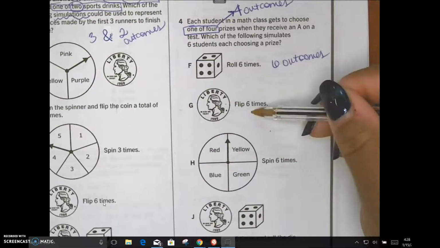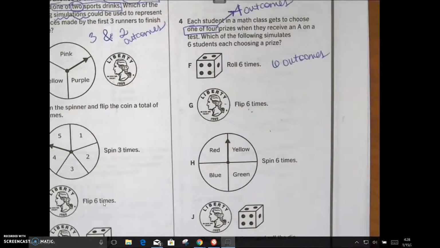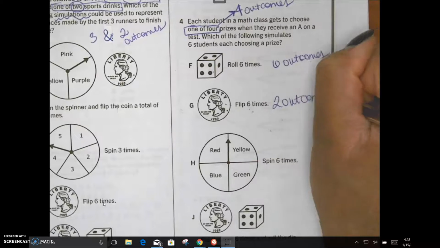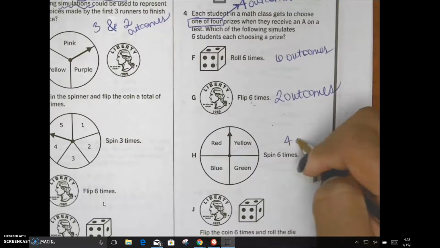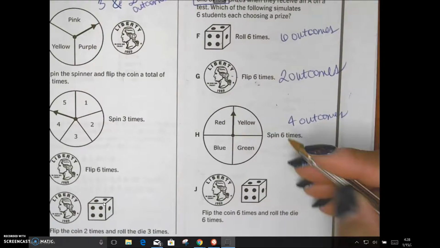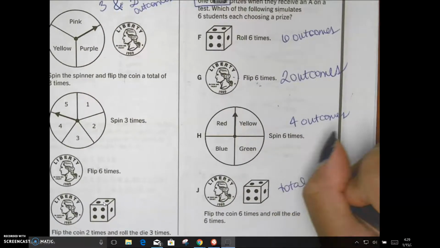How many do I get for flipping a coin? I'm flipping a coin. Don't read the numbers. What can you get when you flip a coin? What's on the sides of a coin? So how many outcomes is that? 2 outcomes. Thank you. How many outcomes for letter H? 4. How many outcomes for this one? 2 and 6. It would be a total of 8 if we do it that way.